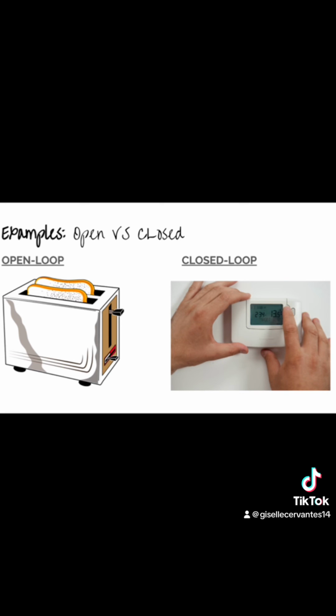While on the right we have a simple example of a closed loop control system, which is a home thermostat. The thermostat can send a signal to the heater to turn it on or off. It uses a temperature sensor to detect the current air temperature. When the temperature is below the set point, it turns the heater on.